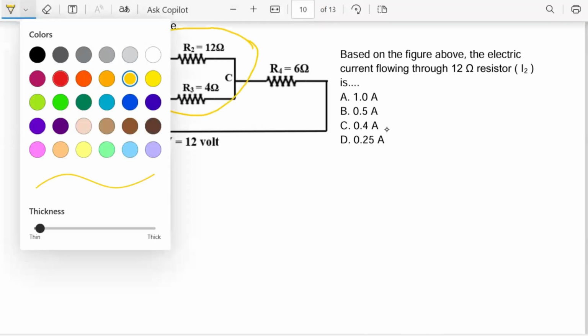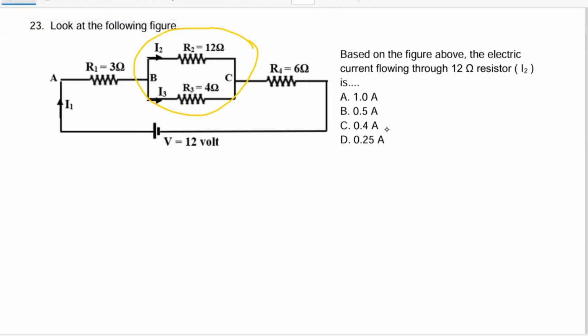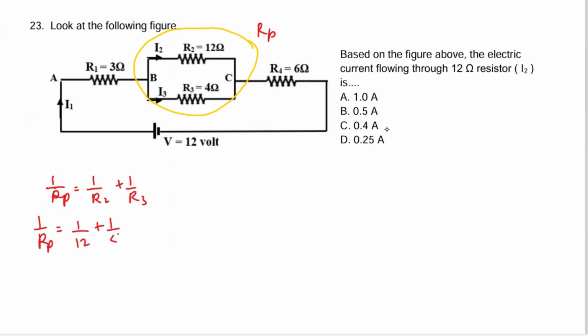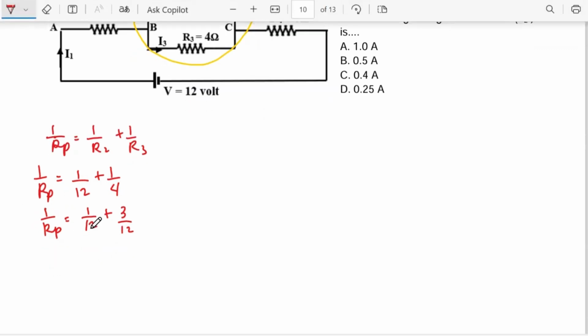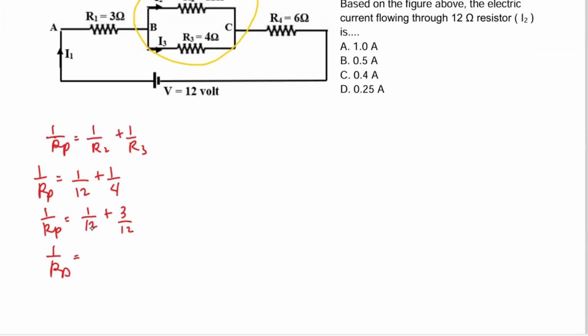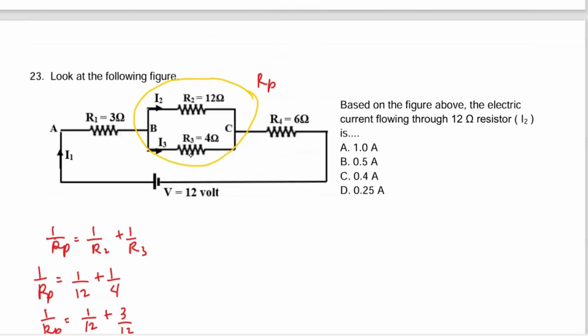So we can simplify that into RP, right? So this is the RP. We can count RP as 1 over RP equals 1 over R2 plus 1 over R3. So we're going to get 1 over RP equals 1 over 12 plus 1 over 4. So 1 over 12 plus 3 over 12 is equal to 1 over RP, and 1 over RP equals 4 over 12. And RP equals 12 over 4, or 3 ohm. So we got that RP is equal to 3 ohm.